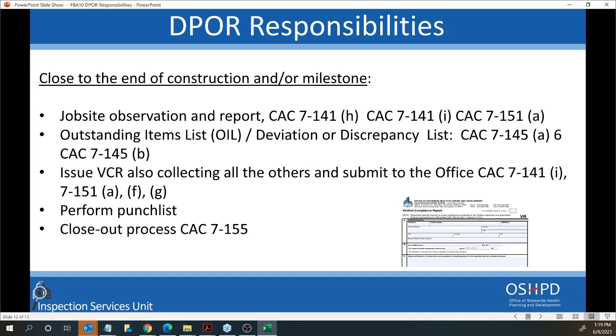And so now we have the last of the three big phases of the overall picture of the construction: the end. At the end of the construction, the DPOR cannot think it's over, because there might be the OIL and the deviations, all of which need to be cleared in order to sign the TIO and issue all the final VCRs.